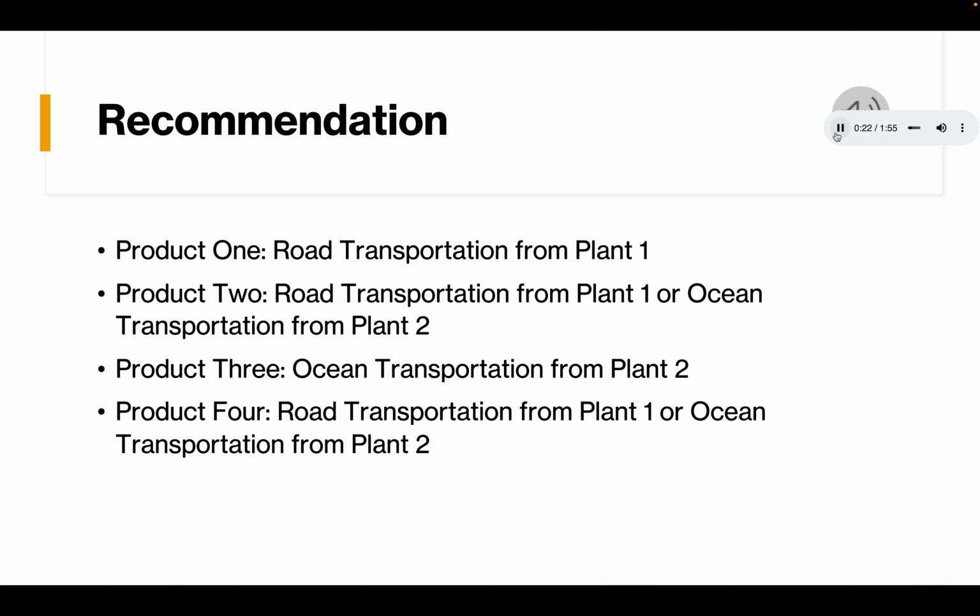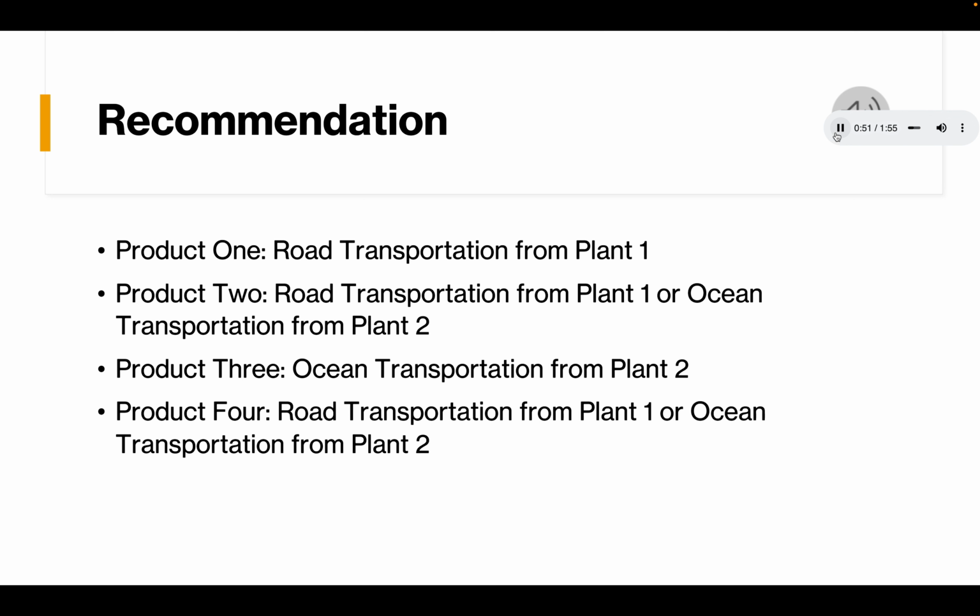And then moving on to product 2, there were 4 different options, and we narrowed it down to the road transportation for plant 1 and/or the ocean transportation of plant 2. The reason why there are 2 options is because they are opposites. The ocean transportation method is the cheaper option, but has higher annual emissions, but it's also more profitable. On the other hand, the road transportation is more expensive, but it has lower annual emissions.